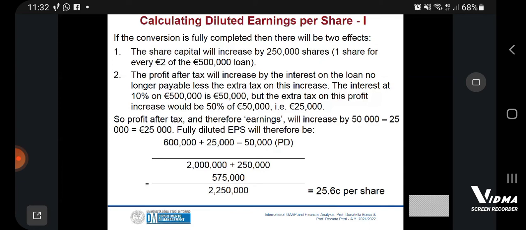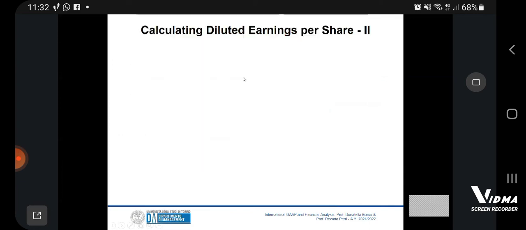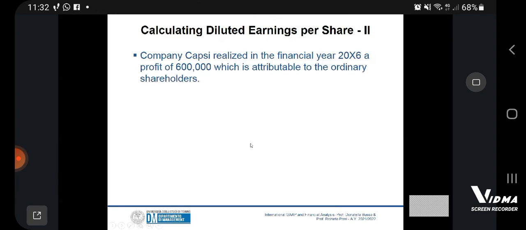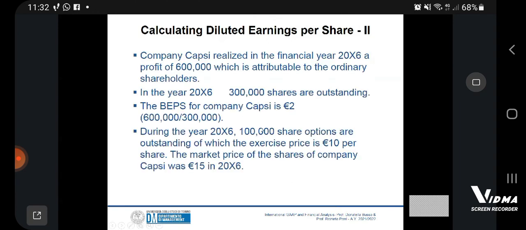Another example to cover the diluted earnings per share actually is the case when we don't have loan stock. I think we have share options. And converting them to real shares maybe does not involve taxes or after taxes effects. Let's see. We have a company that realized 600,000 in profit. This amount is attributable or available to ordinary shareholders. So this is the amount of the earnings that I should use in the calculation of basic earnings per share.